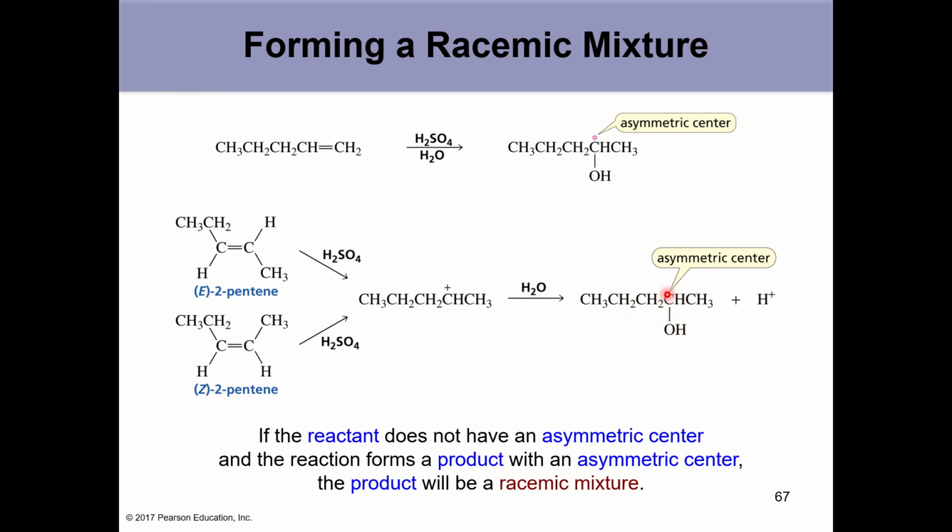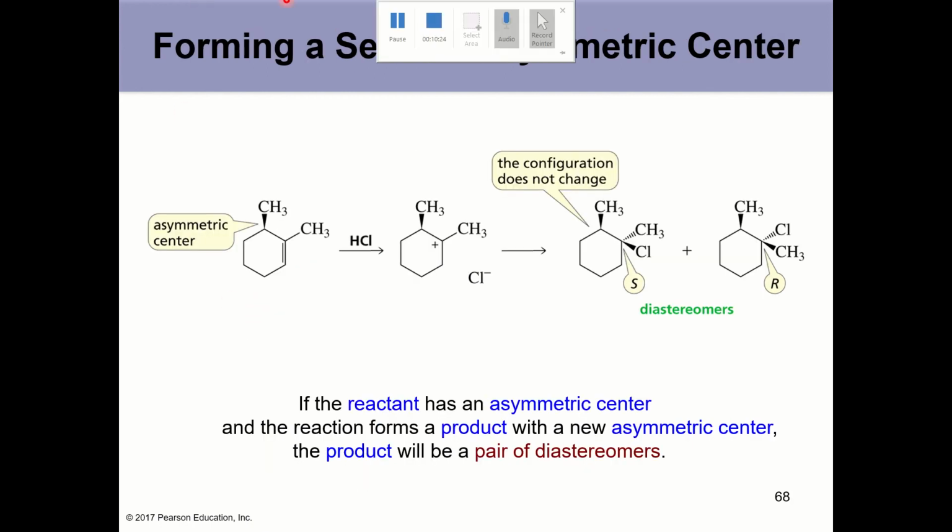And that is clear because we know our product should have two isomers if it has an asymmetric center in the product, where there was not an asymmetric center, a carbon with 4 different groups or an atom with 4 different groups, in the reactant. And these reactants do not have a carbon that has 4 different groups. Forming a second asymmetric center.